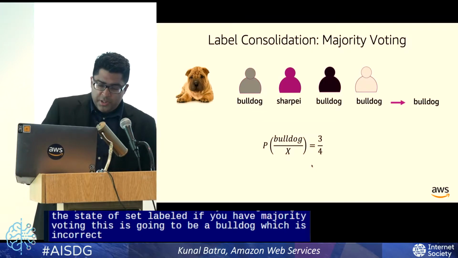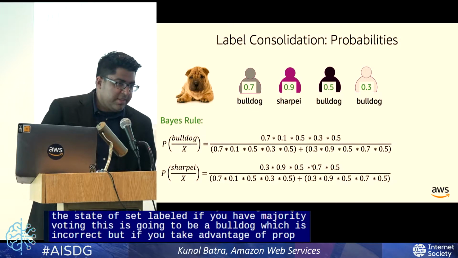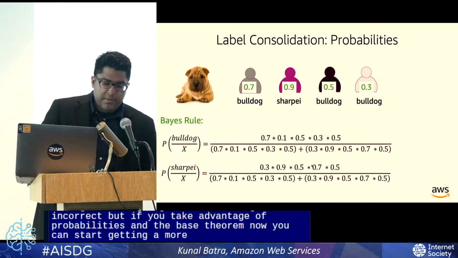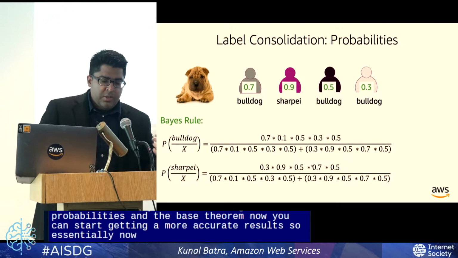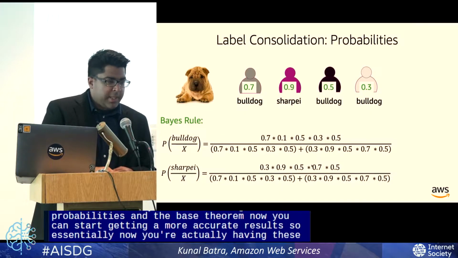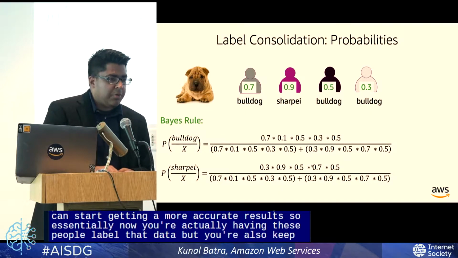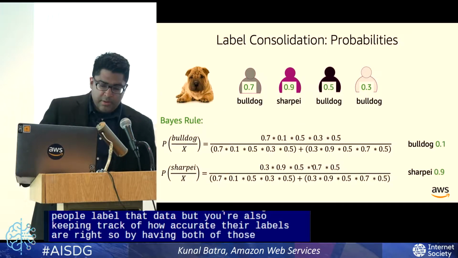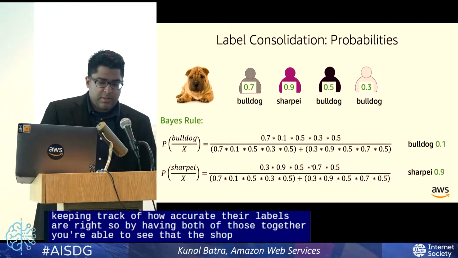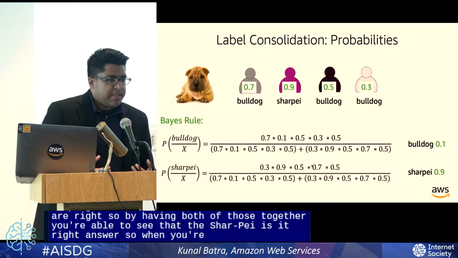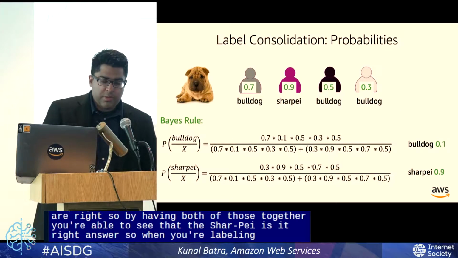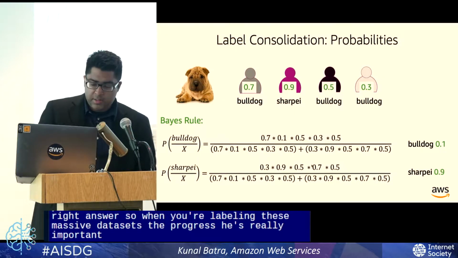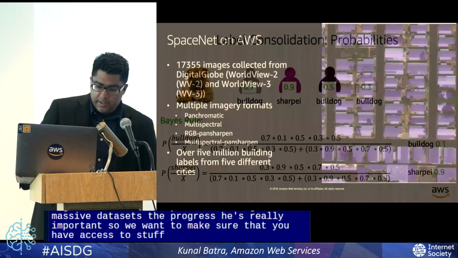But if you take advantage of probabilities and the Bayes theorem, now you can start getting more accurate results. So essentially now, you're actually having these people label that data, but you're also keeping track of how accurate their labels are, right? So by having both of those together, you're able to see that the Sharpei is the right answer. So when you're labeling these massive data sets, that high accuracy is really important. So we want to make sure that you have access to stuff like this right out of the box to make sure you have the highly accurate data.